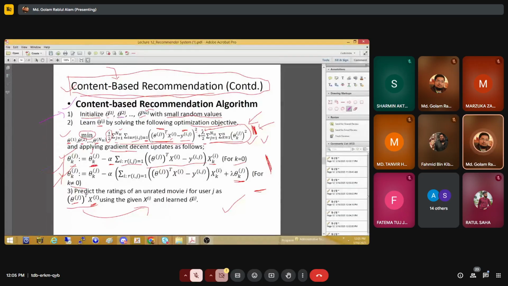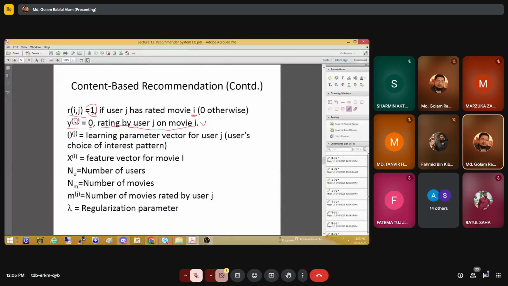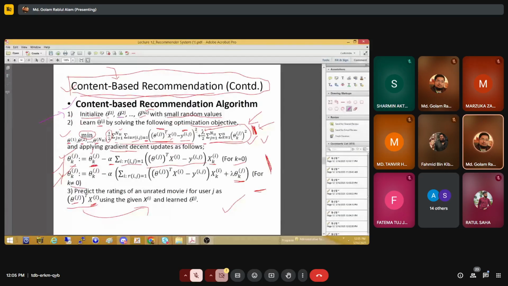Theta 2 is our Moon, theta 1 is for the Rim, with small random values. So if you remember the method we used for gradient descent in linear regression, we had to initialize the values of C and M. Here is the same thing. The C and M are specifically our thetas.